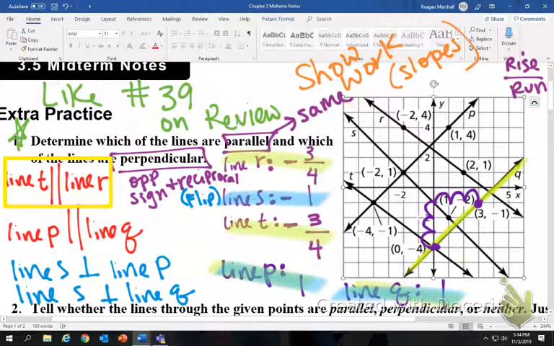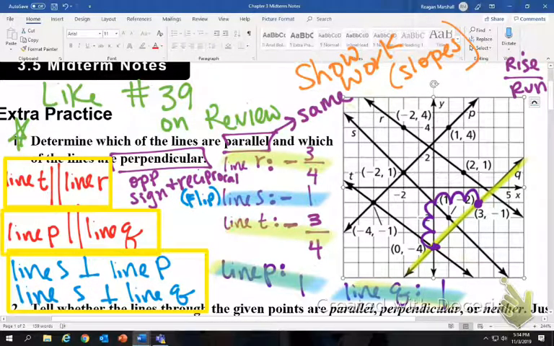So all 4 of these are the answer. All of them. But remember to show your work, always, which would be showing me my slopes.